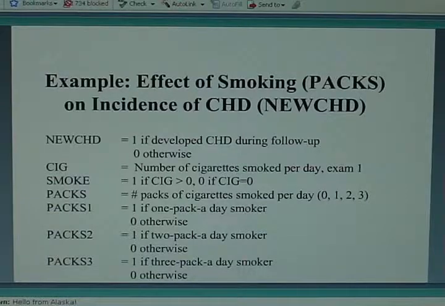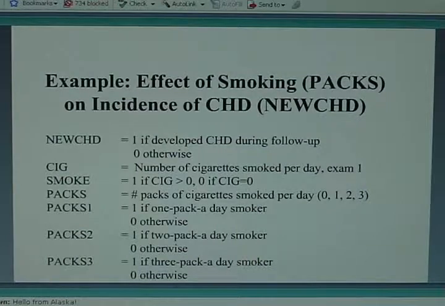The original variable was called CIG, C-I-G, which was the actual number of cigarettes a person was smoking at the baseline exam: 0 if you're a non-smoker, 1, 2, 3. I think the maximum was 60. One of the things we did last week is we broke that into a PAX variable, which categorized that cigarette variable into 0, 1, 2, or 3. 0 for non-smokers. 1 pack meant anybody smoking anywhere from 1 cigarette up to and including 20 cigarettes a day. 2 packs is 21 to 40. 3 packs is 41 to 60.